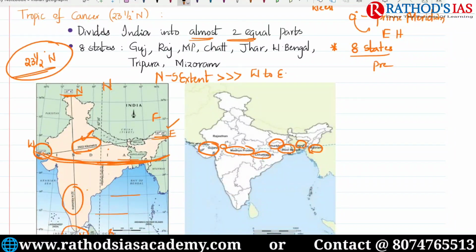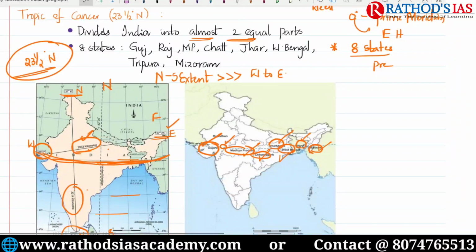So first one is Gujarat, second one is Rajasthan, third one is Madhya Pradesh, fourth one is Chhattisgarh, fifth one is Jharkhand, sixth one is West Bengal, seventh one is Tripura, and eighth one is Mizoram. So through these 8 states in our country, Tropic of Cancer mainly passes.